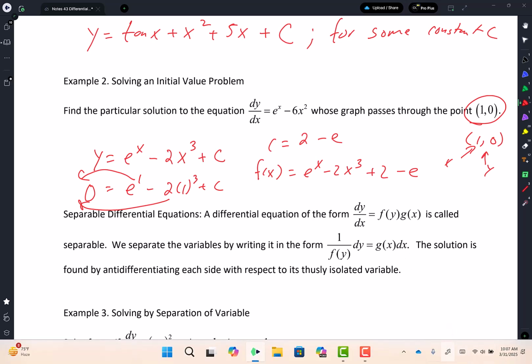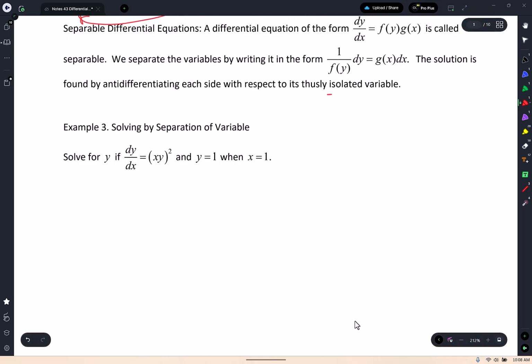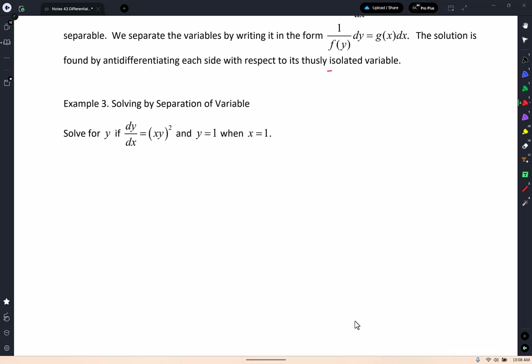Cool or not cool? Okay. So here's where the differential equations that you're probably going to see on a free response come out. These are called separable differential equations. A differential equation in the form of dy/dx equals f of y times g of x is called separable. We separate the variables by writing it in the form, blah, blah, blah. The solution is found by antidifferentiating each side with respect to its isolated variable. Okay, so what does that mean? Group the y's with the y's, the x's with the x's. That's all it means.